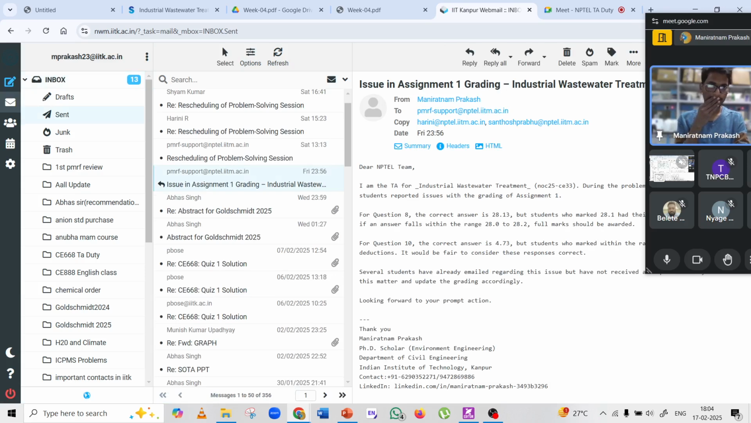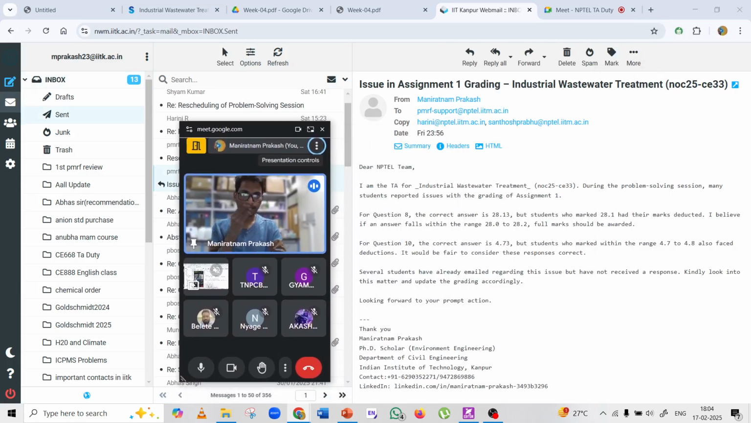See, I think this was your concern that for question number 8, the correct answer is this now. But some of you have marked a different value. Then I have asked them to consider the range of 28 to 20. If someone has marked between these two, I think they will get the answer.